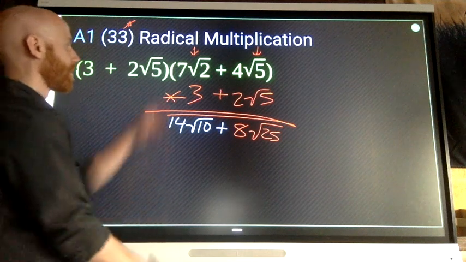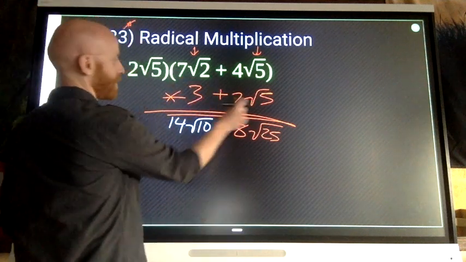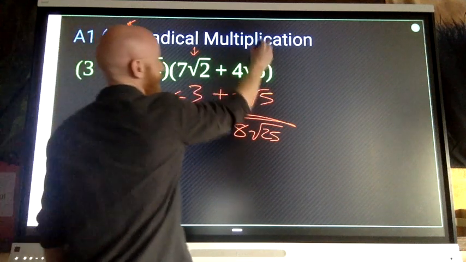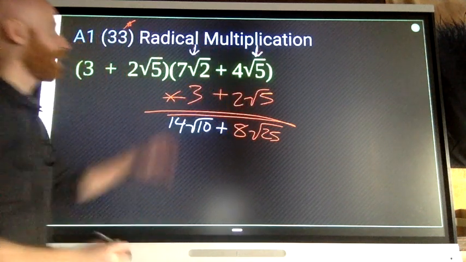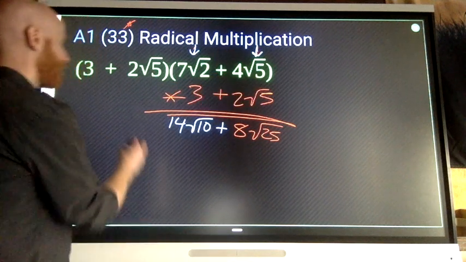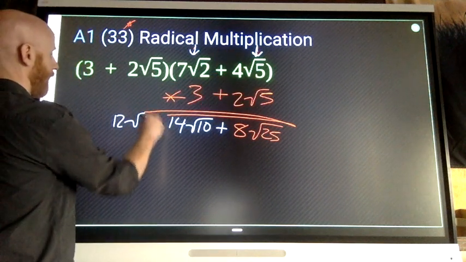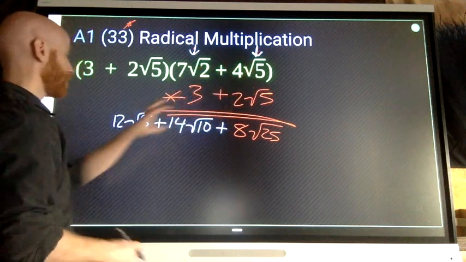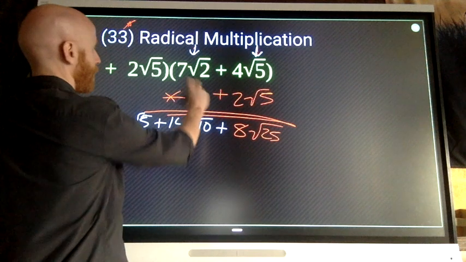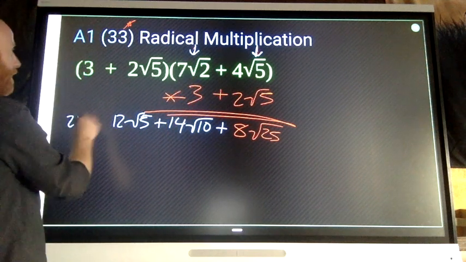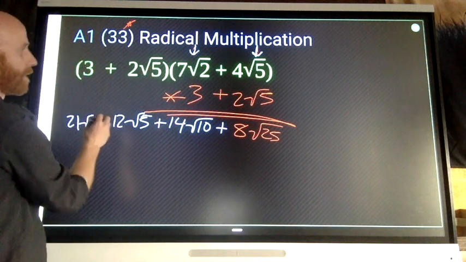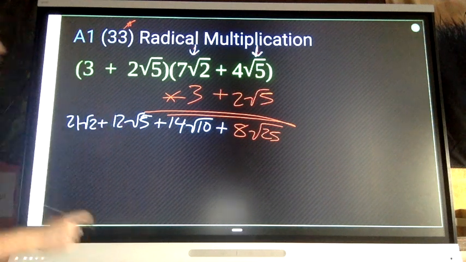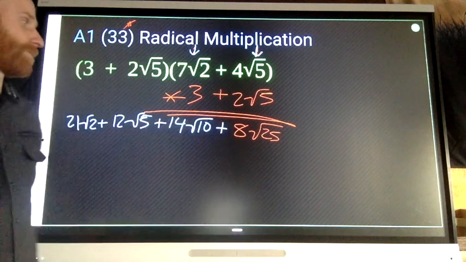Then we're going to go to the 3. I dealt with this one, multiplying it times each of those. Now I'm going to multiply 3 times each of these. We've got 3 times 4 square root of 5 is 12 square root of 5. 3 times 4 is 12, we don't have a square root part, just bring your square root of 5 down. And then 3 times 7, 21, square root of 2.